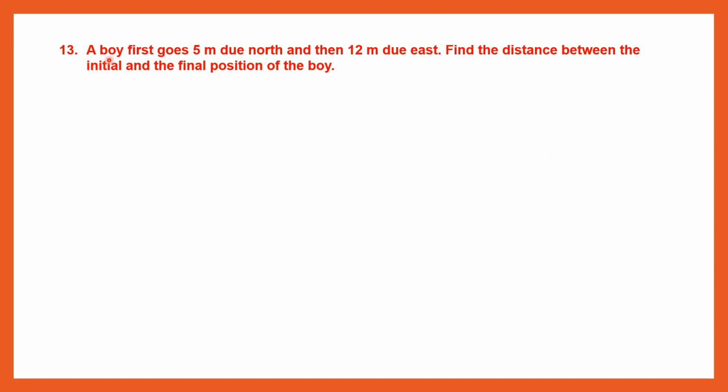Question 13. A boy first goes 5 meters due north and then 12 meters due east. Find the distance between the initial and the final position of the boy. So a boy first goes 5 meters due north. Now let's draw this triangle to help us understand better. Now he's going to move due north.